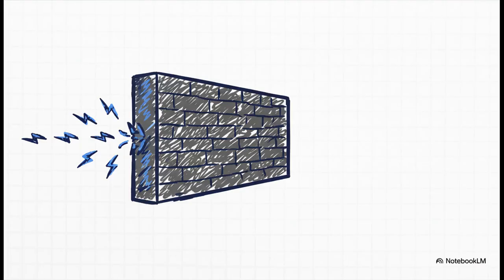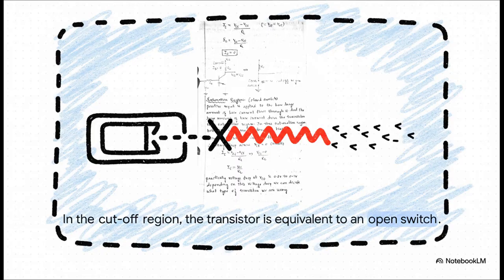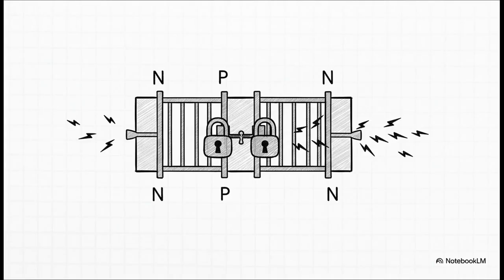In the world of electronics, we call this the cutoff region. This is the state where we want the transistor to act like a solid wall, just completely blocking the flow of any current. And the main idea here is super simple. In this cutoff region, the transistor is behaving exactly like an open switch. The circuit is broken. The connection between the collector and the emitter is gone, and the main path for the current is totally blocked. So how do we get it into this state?